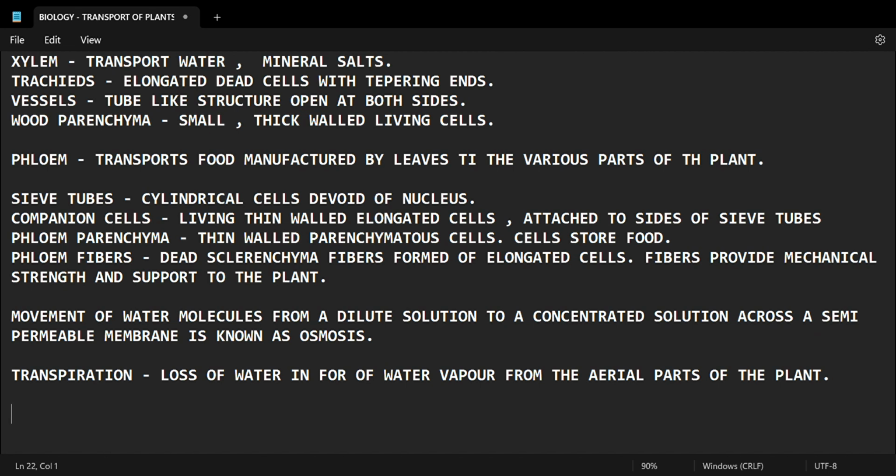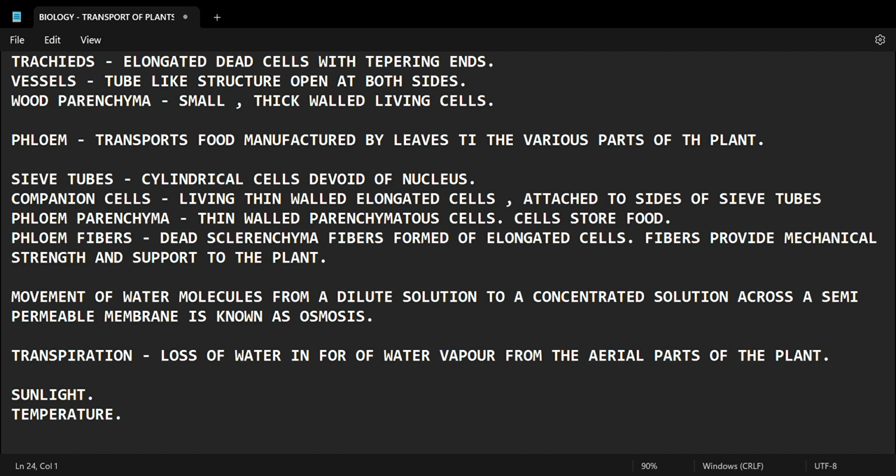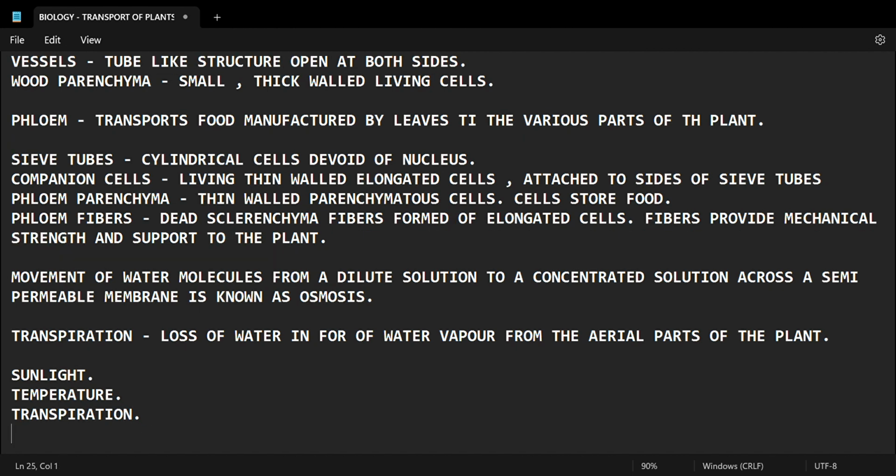Now, the factors which affect the rate of transpiration: will it go faster or slower? First is sunlight. It plays an important role. If there's a lot of sunlight, transpiration will happen faster. And the temperature as well. If the temperature is very hot, transpiration will happen faster. Then the wind. Transpiration is more when the wind is blowing faster. Because of the effects of the cyclone, transpiration is occurring faster as well because there's a lot of wind.